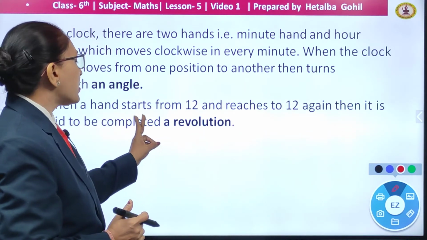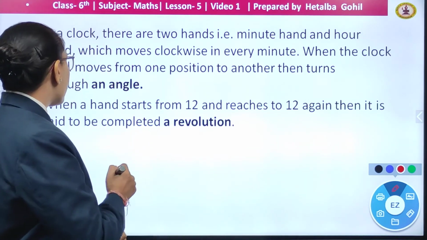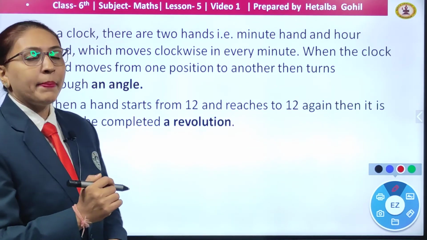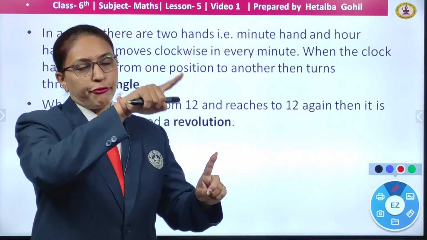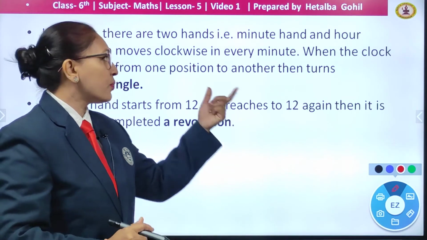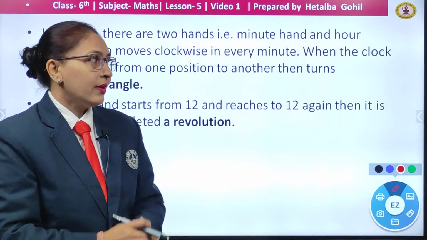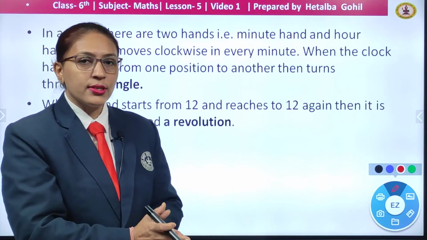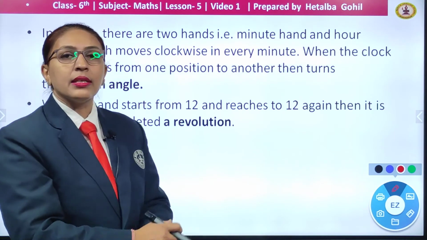When a hand starts from 12 and reaches 12 again, it is said to have completed a revolution, meaning one full circle is finished, rotating a complete angle. So this concept we can learn with the help of the clock also, which you have in your exercise also. I have given you here how the clock works with this.